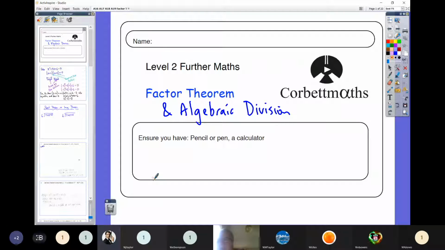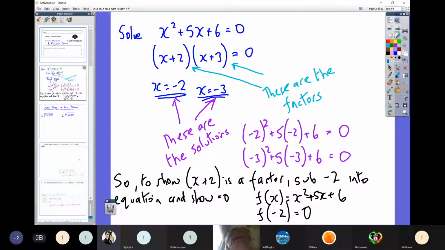So a couple of things I needed to just talk you through. There we go. So I just want you to sort of understand factor theorem before we look at any questions. So just imagine we've just got a bog standard easy quadratic. Okay, x squared plus 5x plus 6 equals 0.